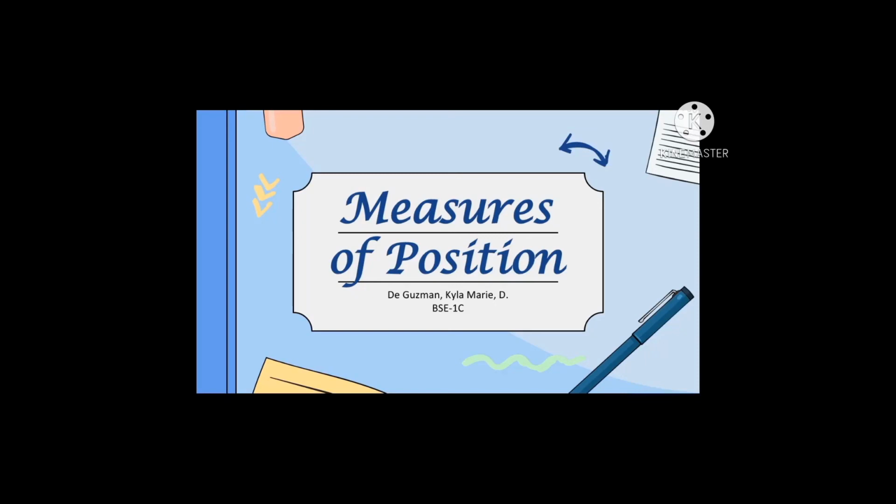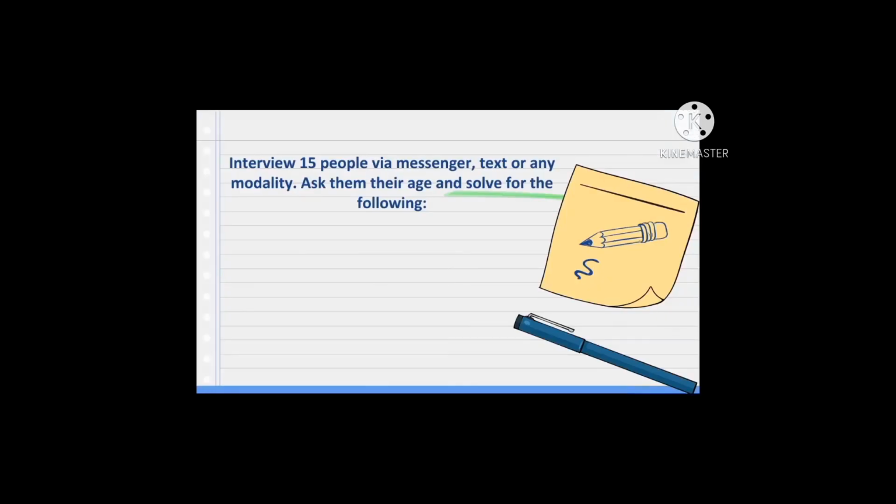We are assigned to interview 15 people via messenger, text, or any modality. Ask them their age and solve for the following measures of positions, which are the 3rd quartile, 2nd quartile, 70th percentile, 35th percentile, 8th decile, and 4th decile.